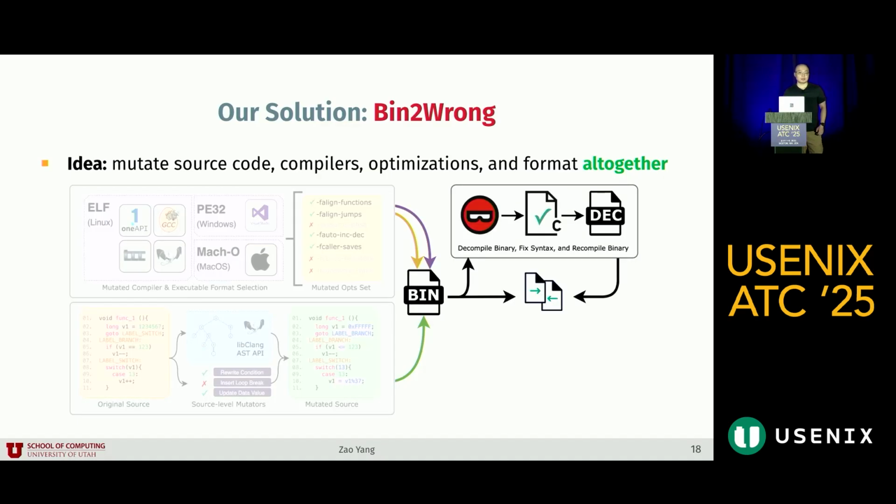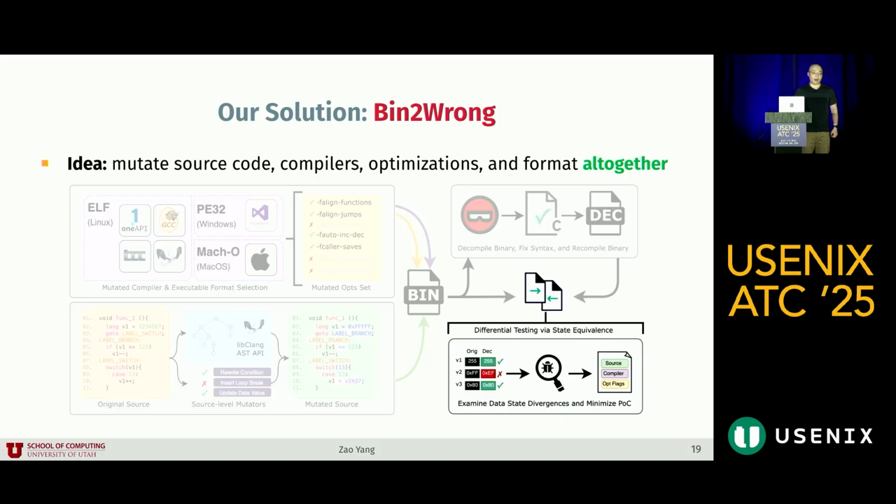After all the mutation is done, these configurations for binary generation, including the chosen compiler, the enabled optimization options, the target binary format, and the source code, are saved in a unified test case, and then Bin2Wrong compiles the binary using these configurations, and then the target decompiler generates the decompiled code. Then Bin2Wrong recompiles the decompiled code and executes both the original binary and the recompiled binary to compare the variable-level program states. And if there's any divergence between the states, it is a signal of the decompiler generating semantically wrong code. So the test case is saved for later manual triage.